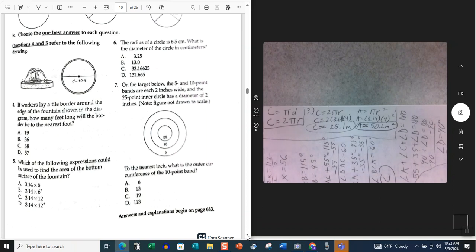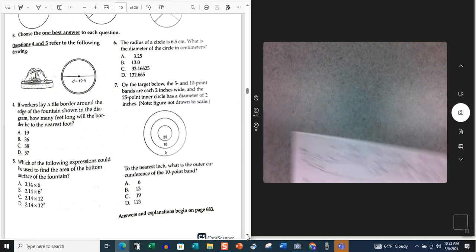So it says for questions 4 and 5, refer to the following drawing. And of course it says choose the one best answer to each question. It says if workers lay a tile border around the edge of the fountain shown in the diagram, how many feet long would a border be to the nearest foot?